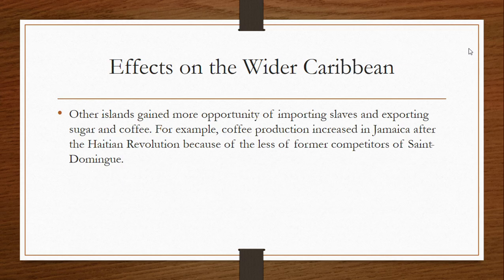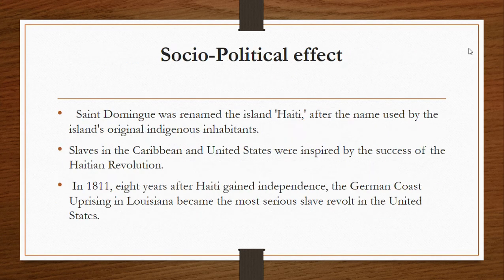Another effect, which we actually explored already, is that other islands such as Jamaica were able to produce more because they were now gaining the market that Haiti lost. And Haiti was no longer a competitor. And so they were able to increase the export of goods, such as sugar and coffee, and increase the import of slaves. And these are some of the effects of the Haitian Revolution.